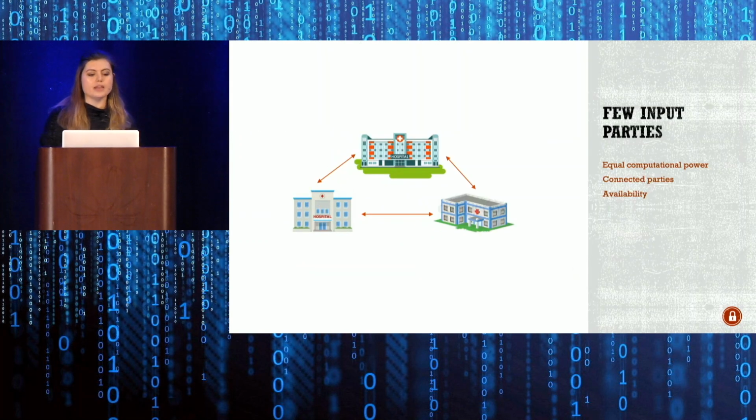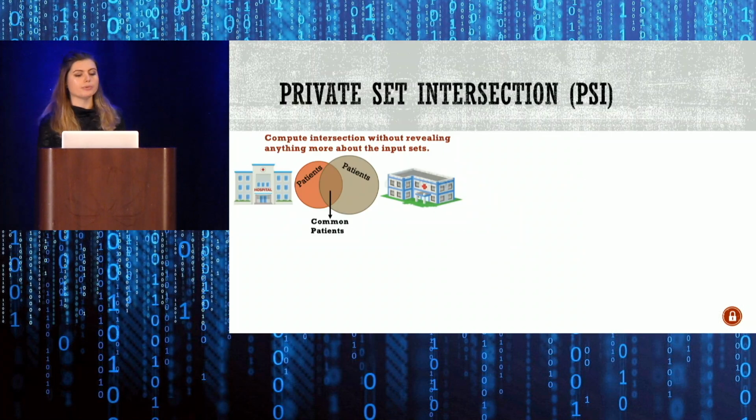So let's start first with the first scenario and look at some techniques that have been developed in cryptography to facilitate privacy-preserving computation in this setting. And the first example that I will give you is the functionality of private set intersection, which asks the question, if we have two input parties that have two input sets, how can we compute the intersection of these sets without revealing anything more about the inputs?